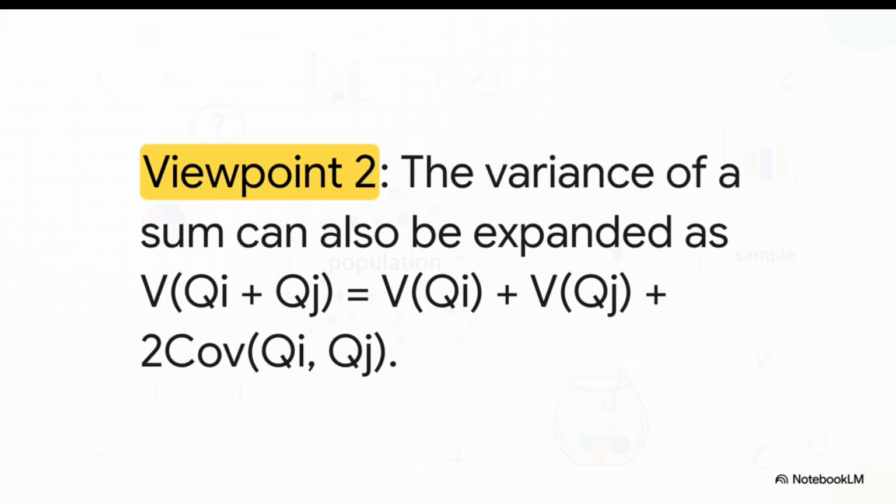Okay, that was the first angle. Now for the second. This one uses a fundamental rule from probability. The variance of a sum isn't just the sum of the variances. It's the sum of the variances plus 2 times the covariance between them. And the magic here is that this version has the exact thing we're looking for, the covariance of Qi and Qj sitting right there in the formula.